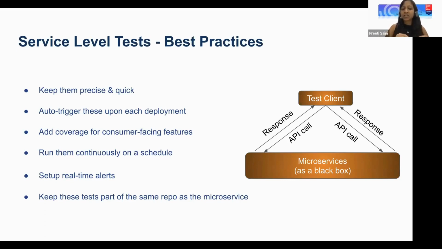When these tests are also in the same repo, they become closer to the team, and the team can identify at the right time when tests need to be added to the service level tests. That's one advantage. The other is that most services use different technology stacks, and if you also use a similar stack for your service level tests, you gain the most out of it. That's another advantage of keeping these tests in the same repo.